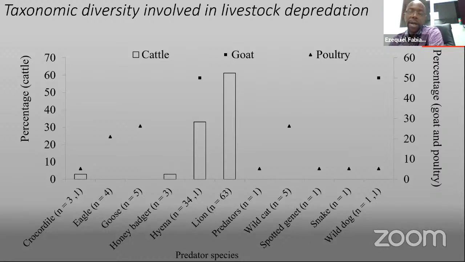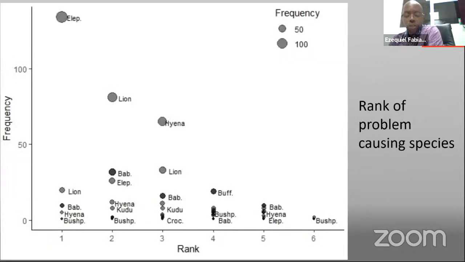that are often reported. Moving on to another aspect that we were interested in, we also asked the participants to rank these problem-causing species. This graph provides a quick summary where we can see that elephant, as the previous slide already indicated, had a higher frequency. It was always ranked as the most problematic species, followed by lion, and then you have baboons and bush pigs.